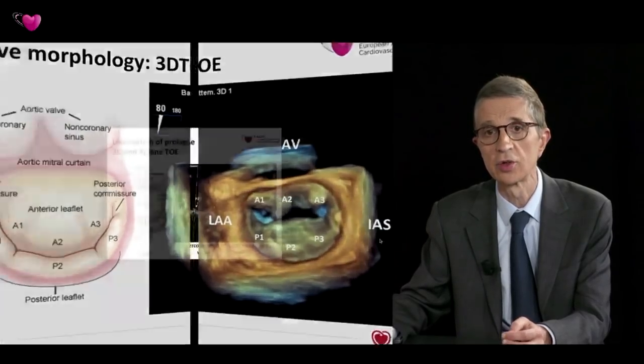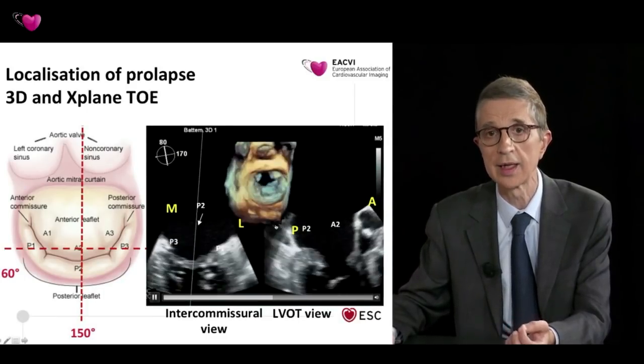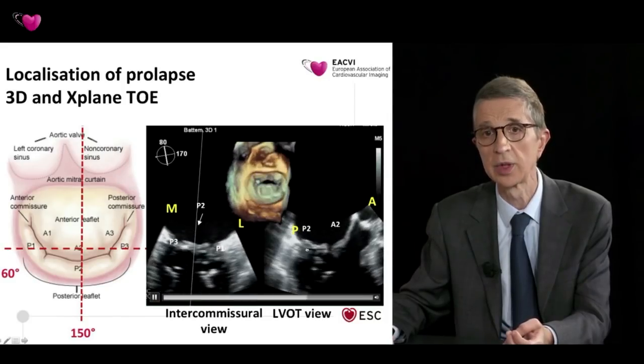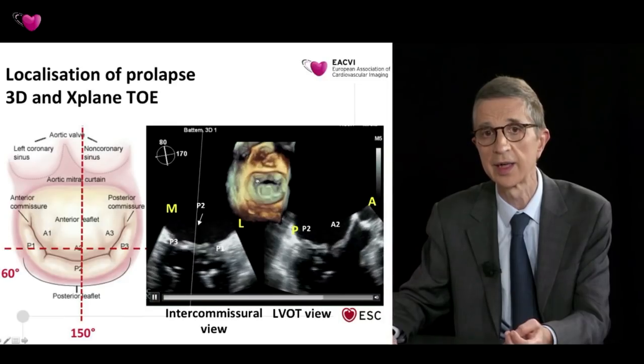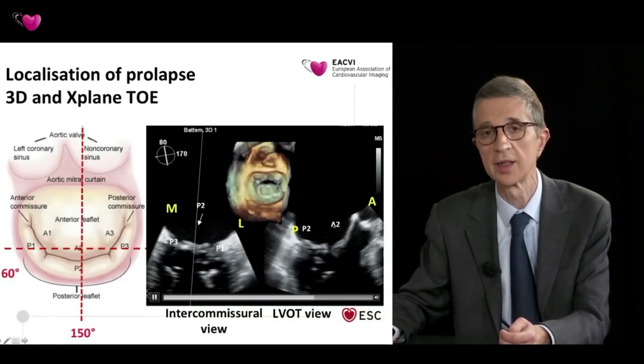In addition to this 3D en face view, you can also use X-plane or biplane mode, which is very useful to study the extent of the pathology. Here you see that the X-plane mode cuts from the commissural view a perpendicular view, and it gives you the coaptation plane here in A2P2, but you can move the cursor to sweep along the line and explore the A1P1 or A3P3 segments and show the extent of the pathology.